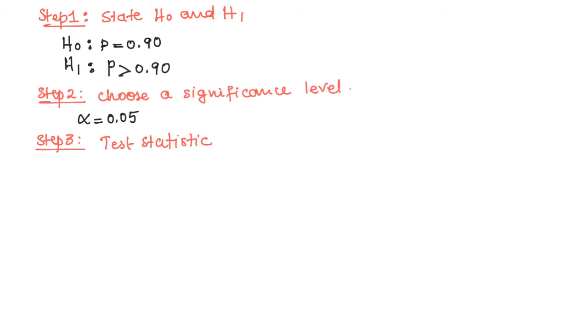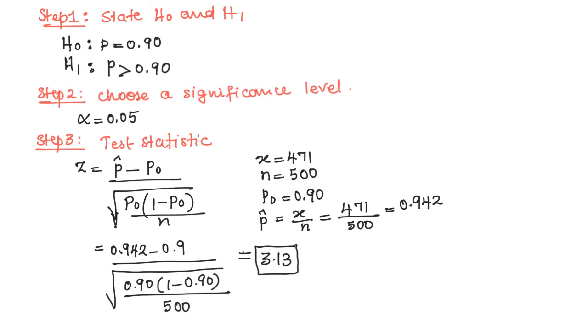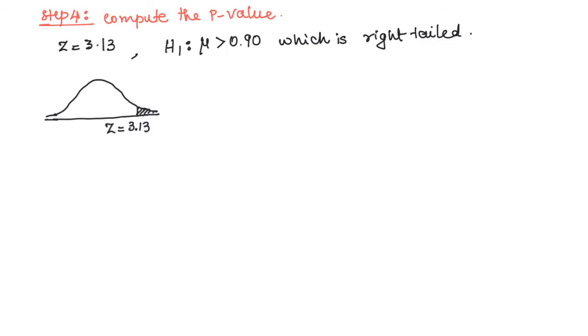Step 3, compute the test statistic. These values are given in the question and p hat is x over n. Now substitute these values into the formula to find the test statistic. So z is 3.13. Step 4, compute the p-value. Z is 3.13 and the alternate hypothesis is p greater than 0.90, which is right-tailed. So the p-value is the area to the right of this z.